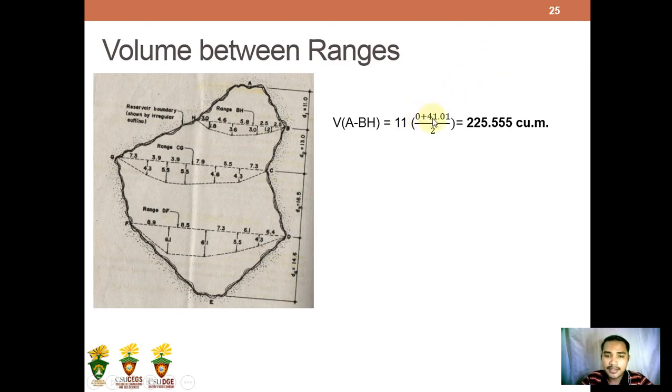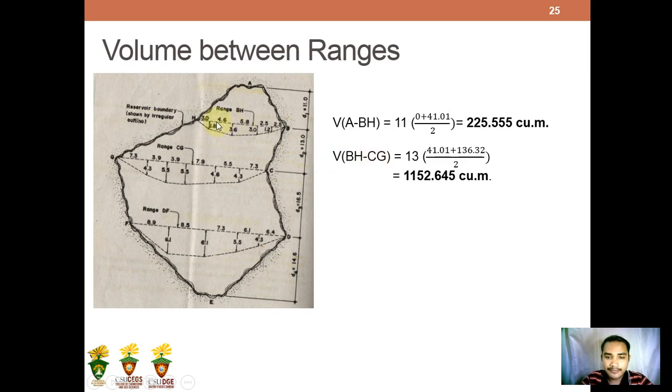And the volume for range line BH is 41.01 divided by 2, no? So which results to 225.555 cubic meters. Next is for the volume or the partial volumes between BH and CG.